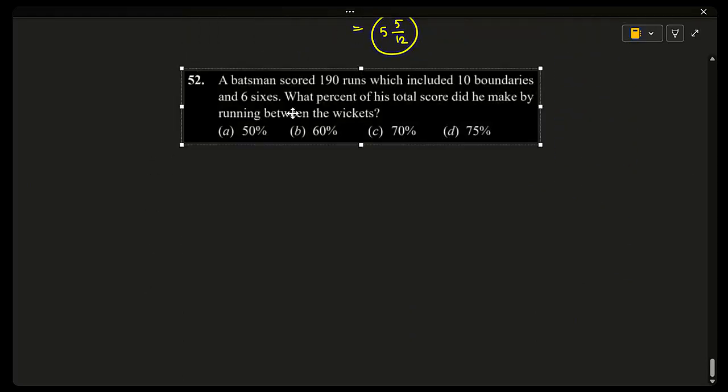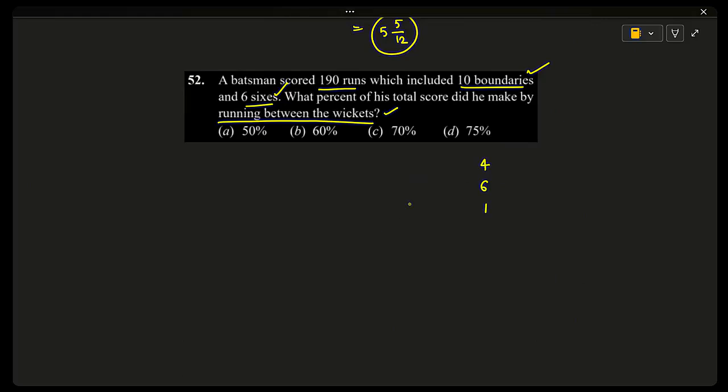Fifty-second question. A batsman scored 190 runs, which included 10 boundaries and 6 sixes. What percent of his total score did he make by running between the wickets? That means there are 3 ways of scoring runs: either boundary, or 6, or running between the wickets. You should have some general knowledge about the cricket score. Each boundary will give you 4 runs and each 6 will give you 6 runs. Running between the wickets, for 1 run you'll be getting 1.